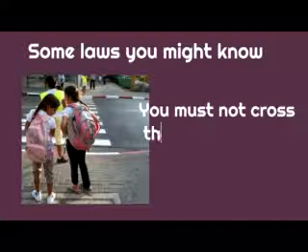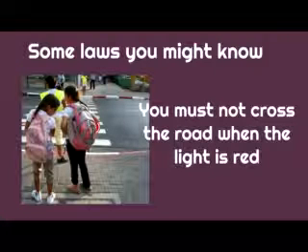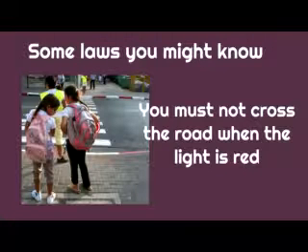Some laws you might know. What about this one? You must not cross the road when the light is red. This is an important law because it keeps people safe. It keeps people safe, and that's one of the main purposes of government, is to keep people safe. If you cross the road when the light is red, you can get hurt. So they set up a law. You must not cross the road when the light is red.